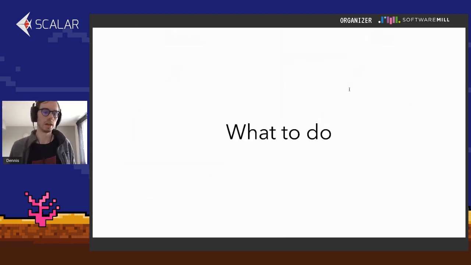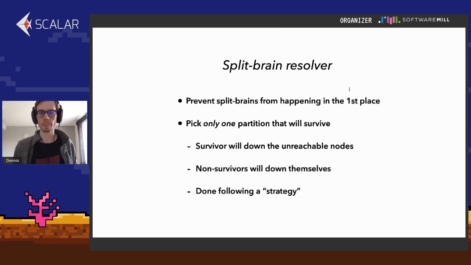So now, what should we do? One of the things you can do is use a split brain resolver. What the split brain resolver does, and it's kind of a misnomer, is it prevents split brains from happening in the first place. So what it will do is pick at most one partition that will survive. In the case we had before, the split brain, actually two partitions were picked to survive.